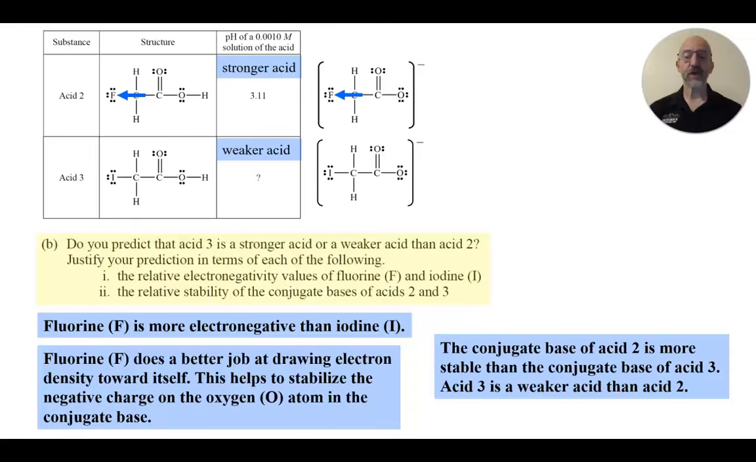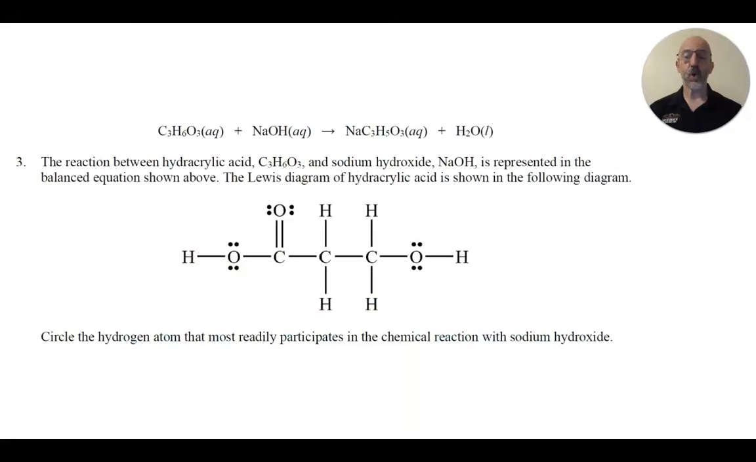All right, well, let's go ahead and take a look at question 3. Question 3 involves circling a hydrogen atom. It says that the reaction between hydrochloric acid, which has the formula C3H6O3, and sodium hydroxide, NaOH, is represented in the balanced equation shown above. The Lewis diagram of hydrochloric acid is shown in the following diagram. Circle the hydrogen atom that most readily participates in the chemical reaction with sodium hydroxide.